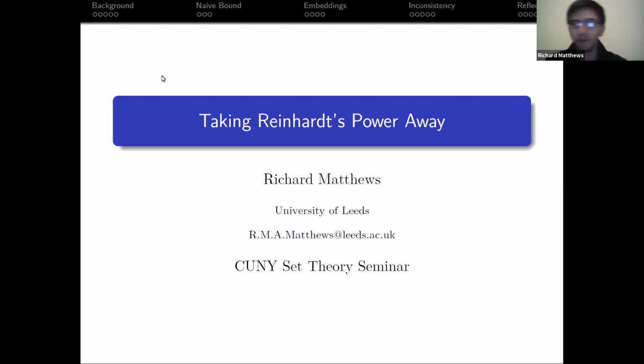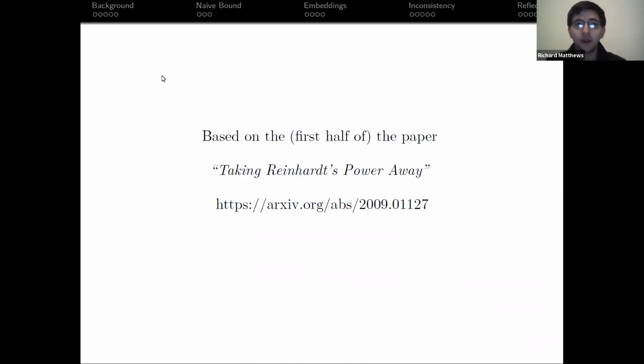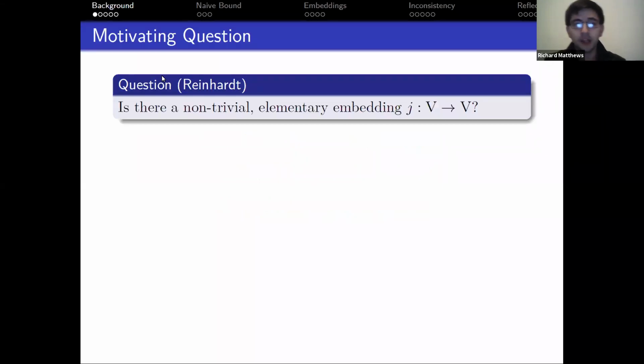Before I start, please ask questions at any point in this talk, or interrupt me. This talk is going to be based on the first half of my paper, Taking Reinhardt's Power Away, which can be found on arXiv, and which is going to be a part of my thesis on large cardinals in weak set theories.